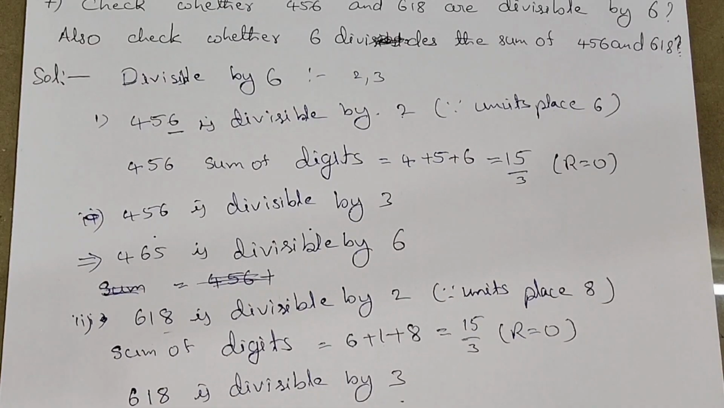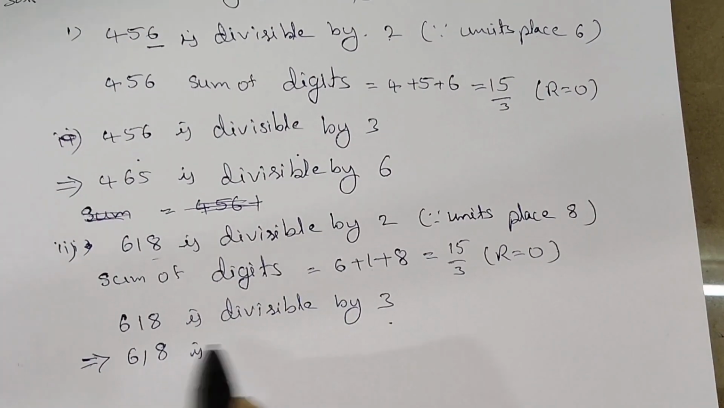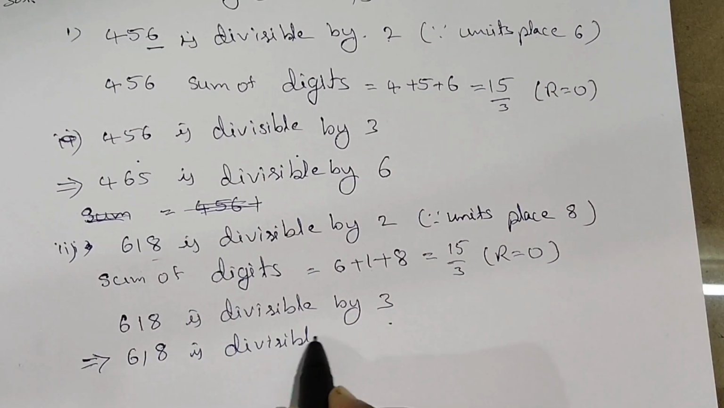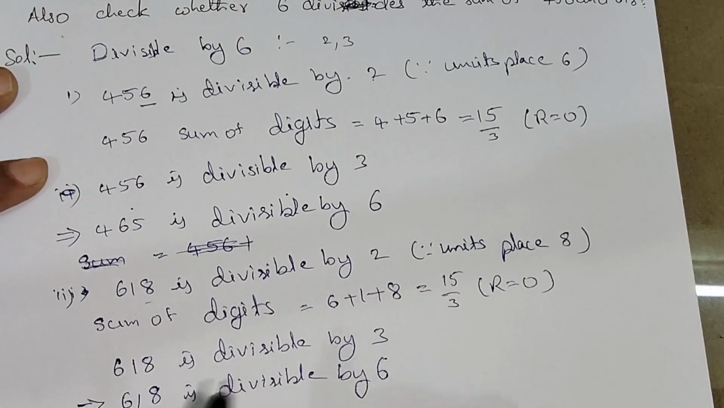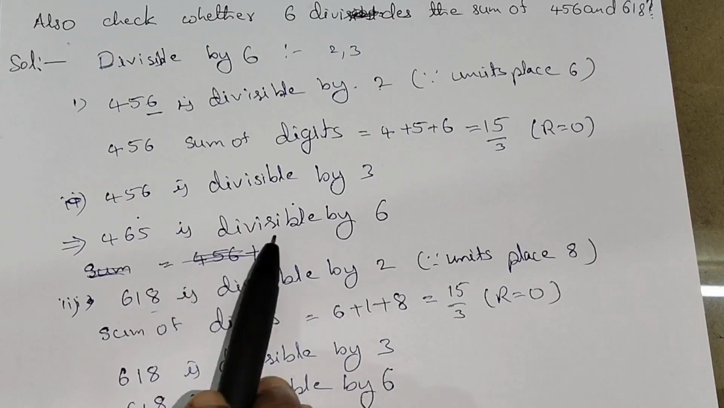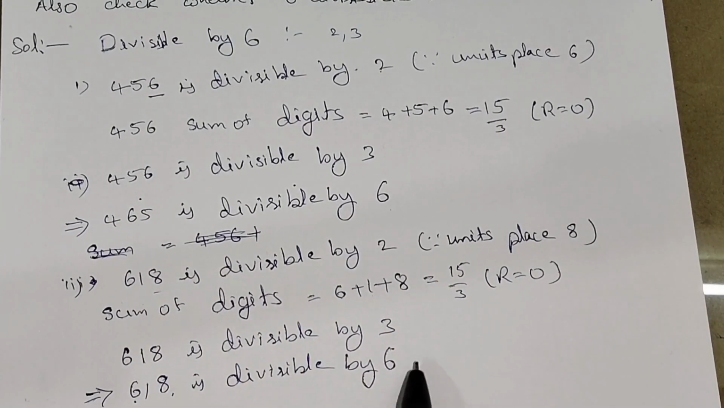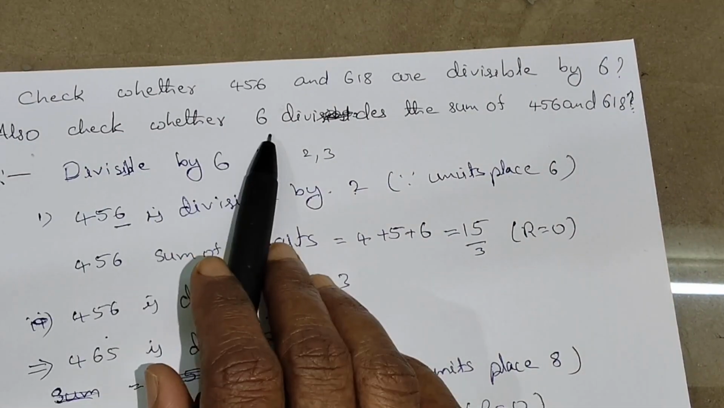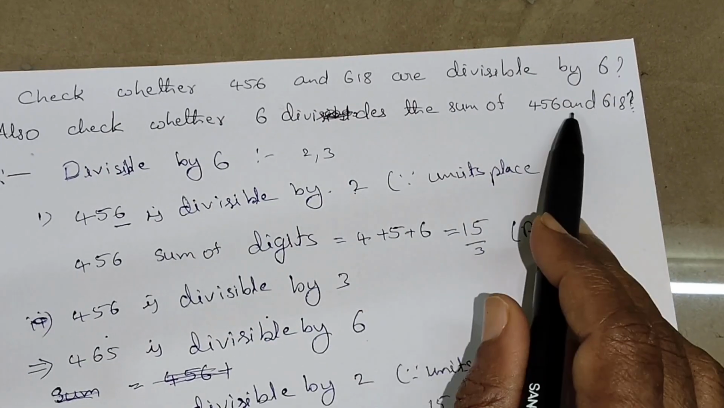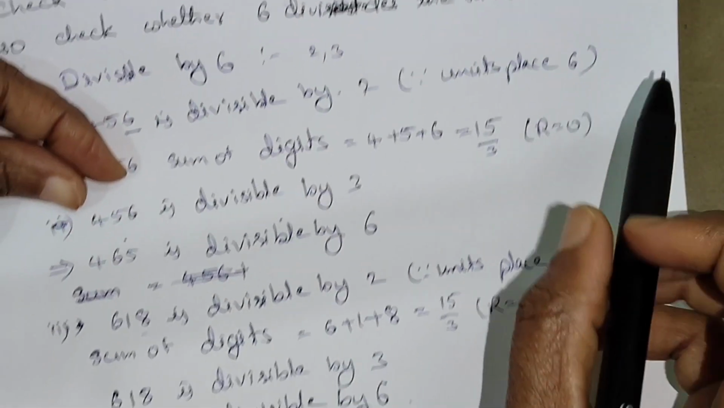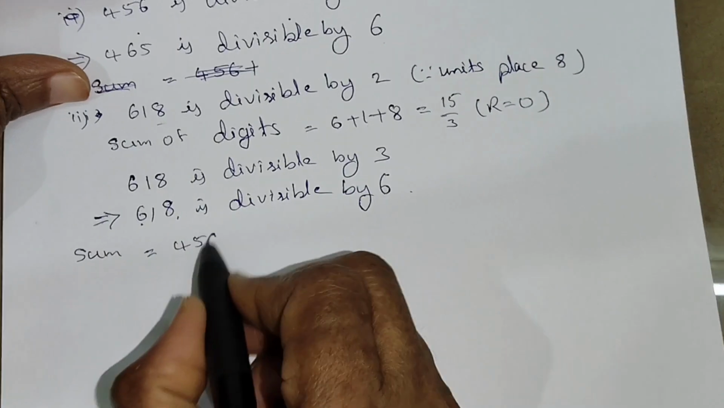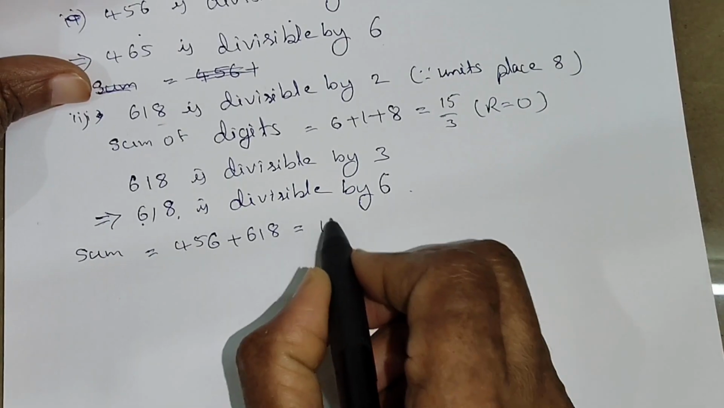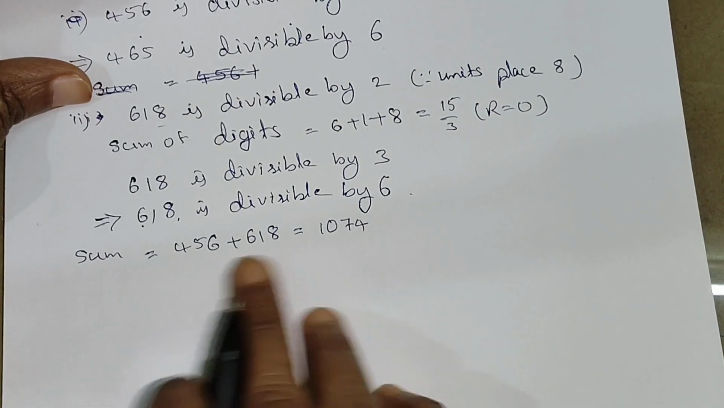So that implies 618 is divisible by 6. Of the first two numbers, 456 is divisible by 6 and 618 is divisible by 6. These two numbers are divisible by 6. Now next we also check whether 6 divides the sum of 456 and 618. 456 plus 618 is equal to 1074, the sum of these two numbers.